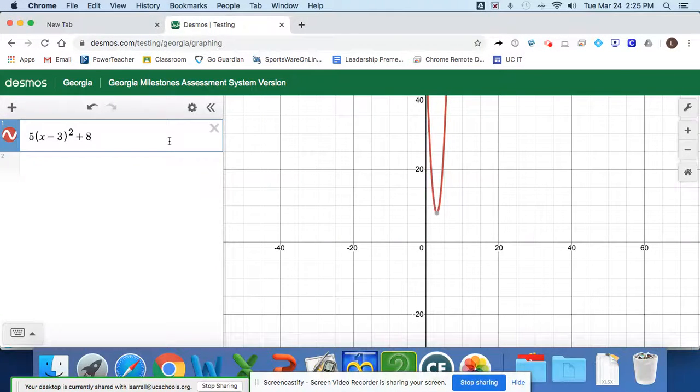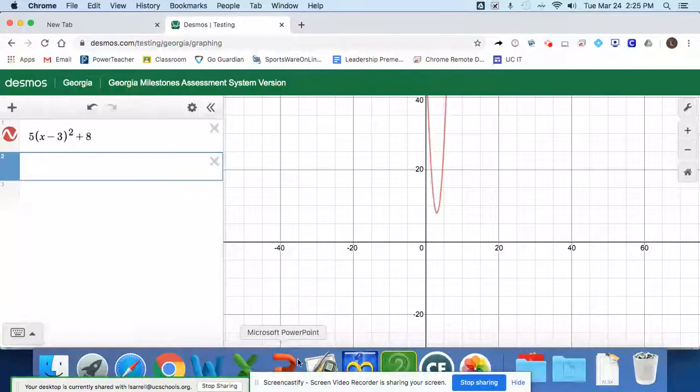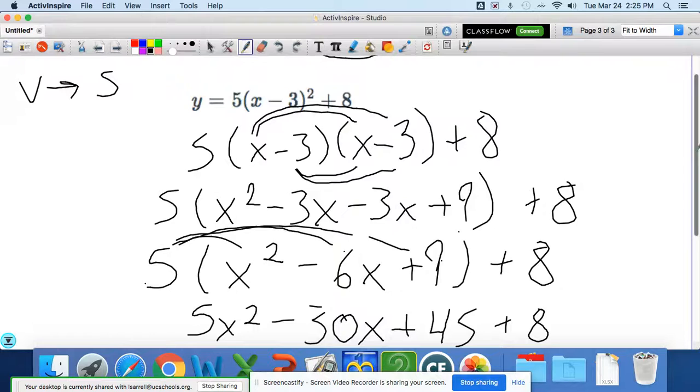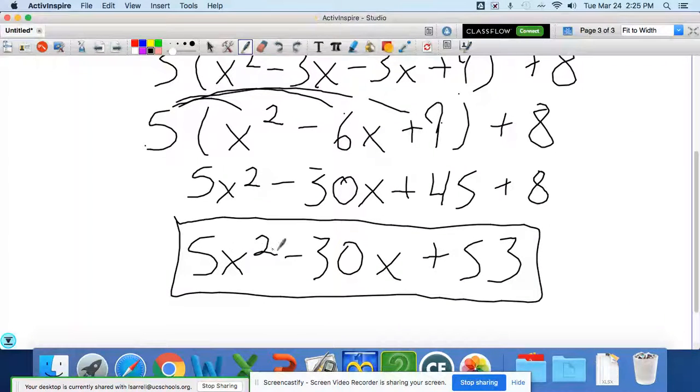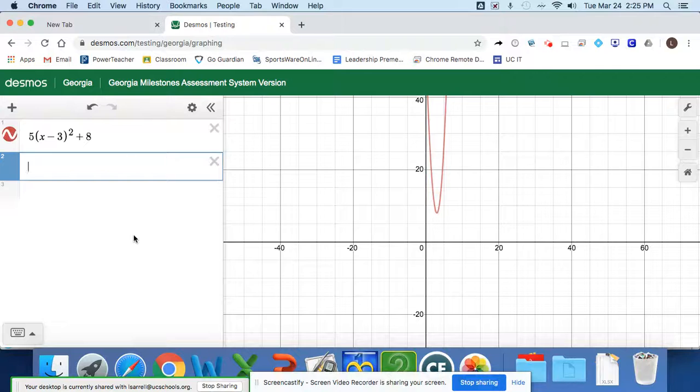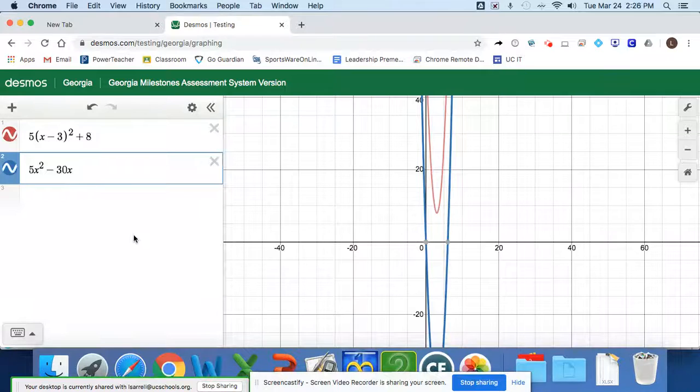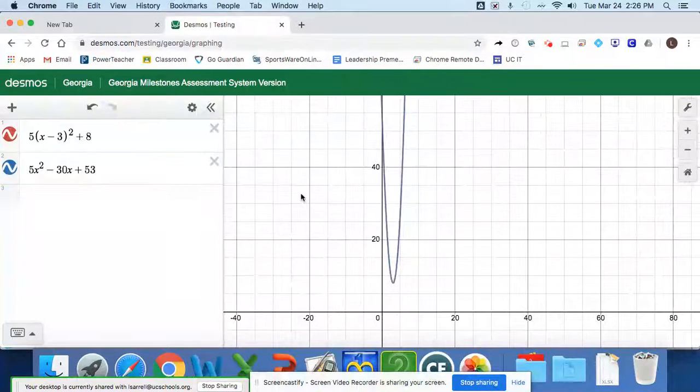Now, you press enter, it'll open up a second place for you to graph. And our final answer we got was 5x squared minus 30x plus 53. 5x squared minus 30x plus 53. And voila, look, our red parabola went entirely away because it got covered up by a blue parabola. That means these two are equivalent equations, and our answer is correct.